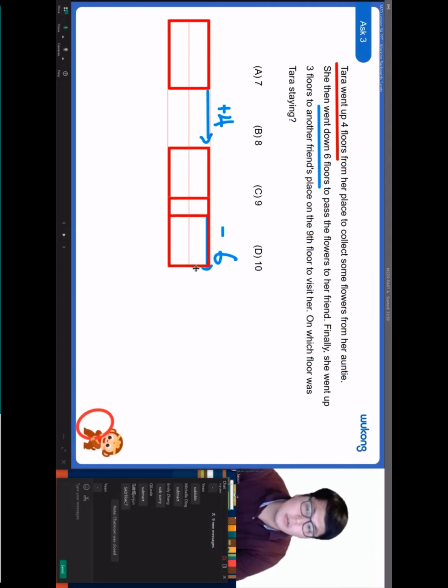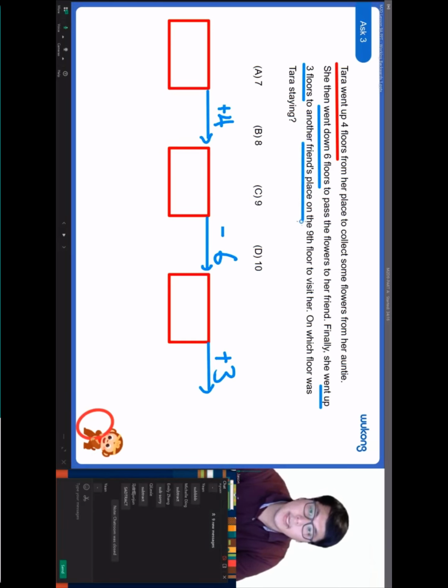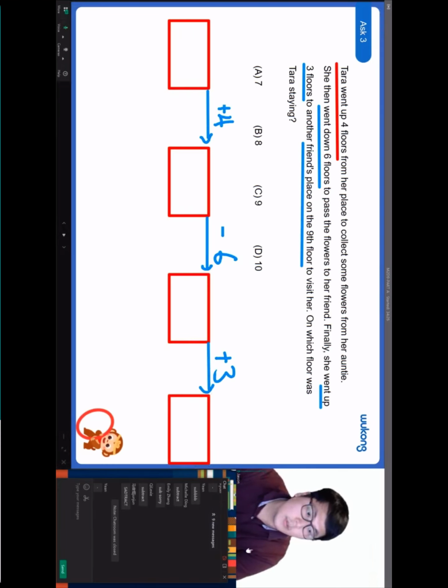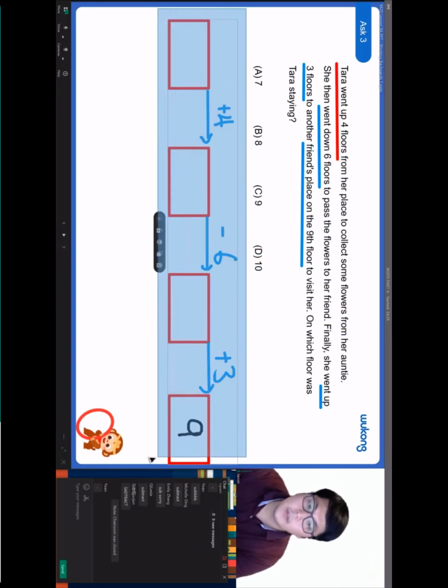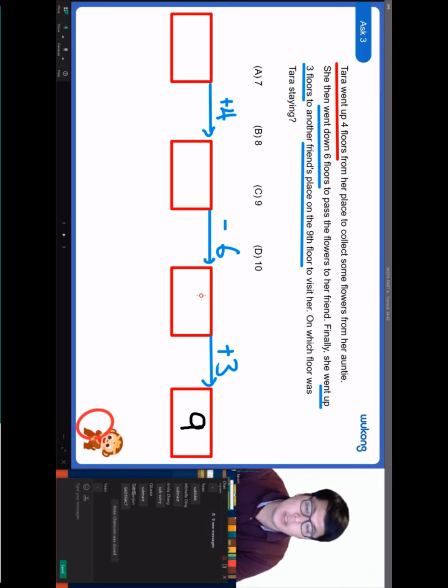Now, we still don't know where she is right now, so an empty box. And she finally went back up again 3 floors. So that means we need to add another 3. She went up 3 floors to her friend's place, which was on the 9th floor. So we do know where she is right now, guys. The last box will have an answer of 9. So now we have completed the flowchart according to the question, but it's not complete just yet. We need to work backwards and draw arrows, and we also need to fill in the numbers inside the boxes.